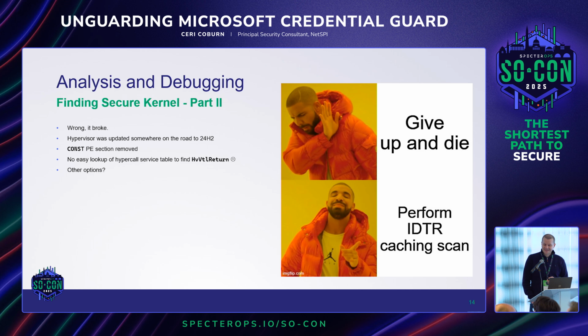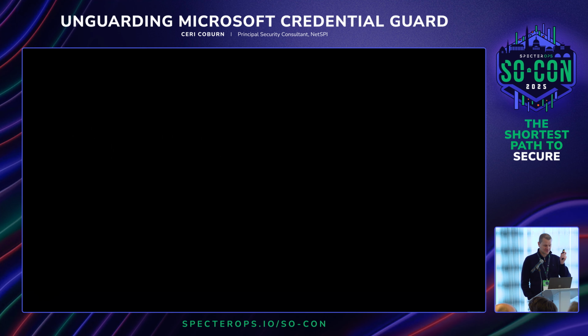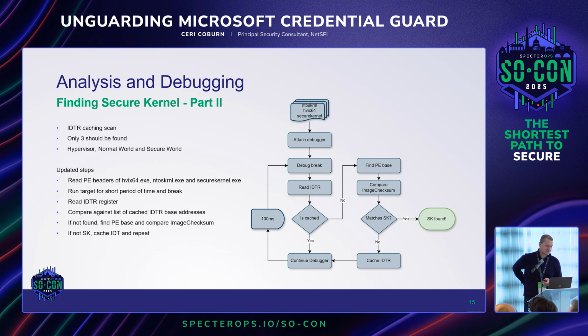We can give up and die, or we can perform an IDTR caching scan, which is just some phrase I came up with. What it actually means is we're looking for different unique IDTR register values. Now, unless you're crazy and you've decided to create a nested virtual machine within the target VM that you're debugging, there should only be 3 contexts that you'll ever switch between. You'll have the hypervisor, the normal world, and the secure world. So in theory, there should only ever be 3 IDTR register values, 3 unique values for that boot of the operating system.